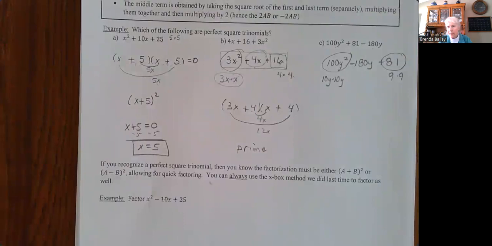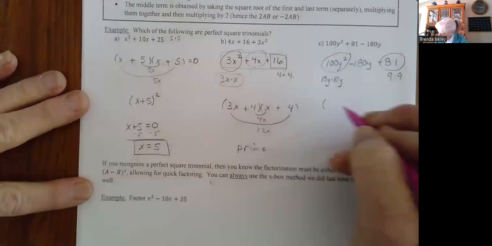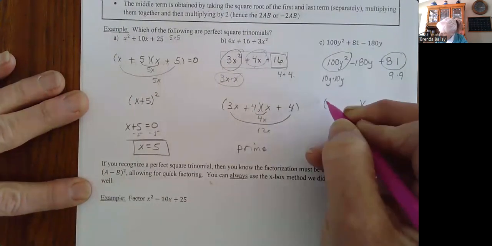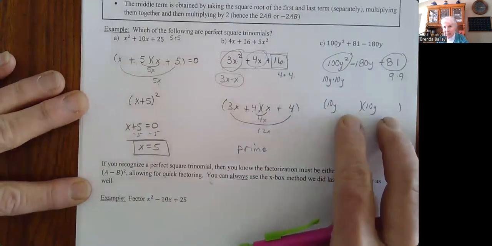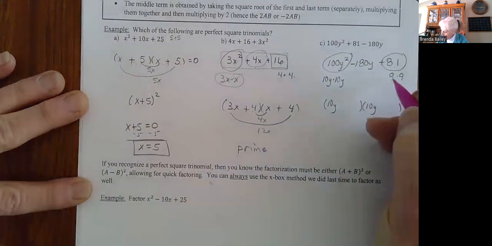And there is a possibility to have a perfect square trinomial. Let's go ahead and try it and see. We have 10y and 10y. Remember, to be a perfect square trinomial, these have to match. 9 times 9.